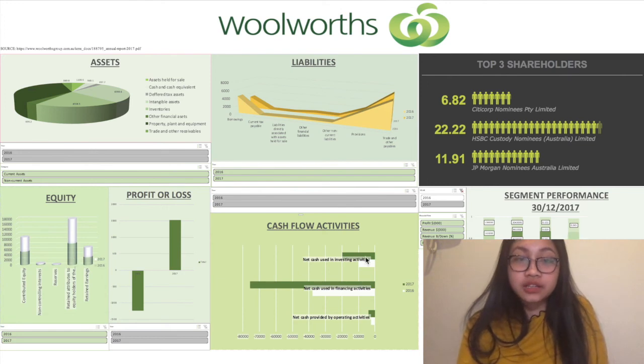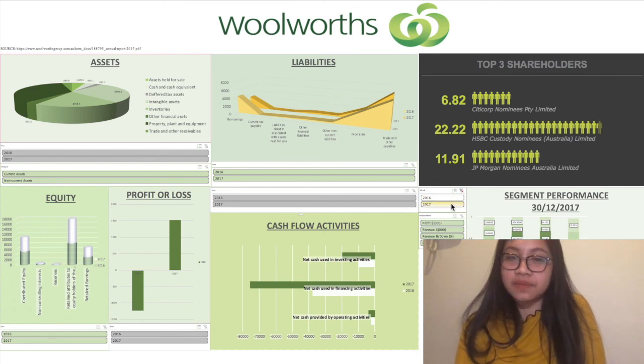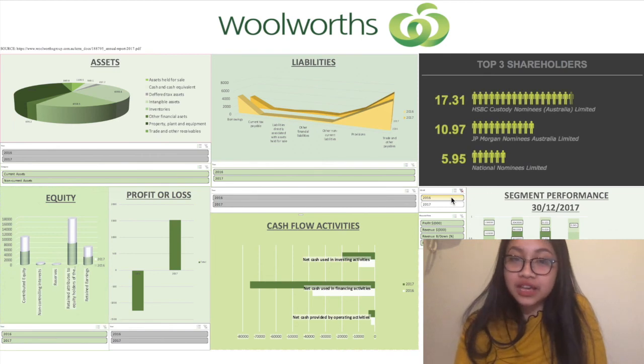For the top 3 shareholders in 2016 and 2017, JP Morgan and HSBC stay as the top 3 shareholders, but National Nominees was overtaken by Citicorp.